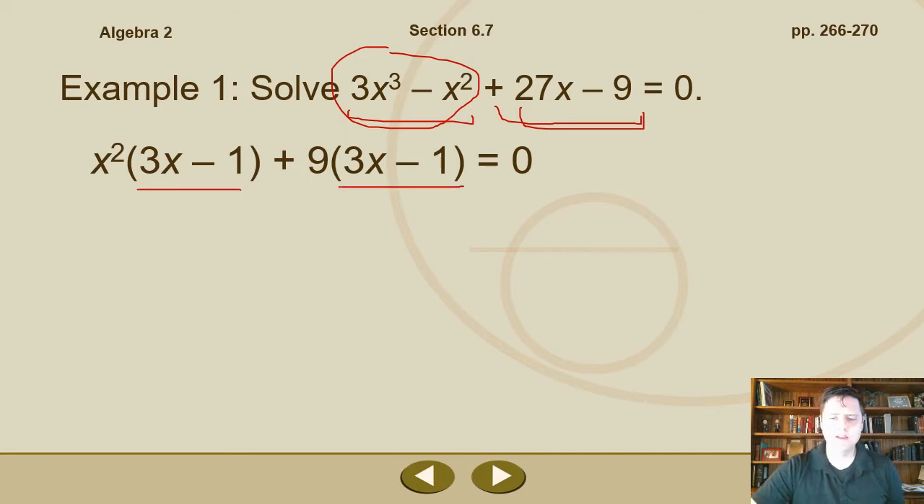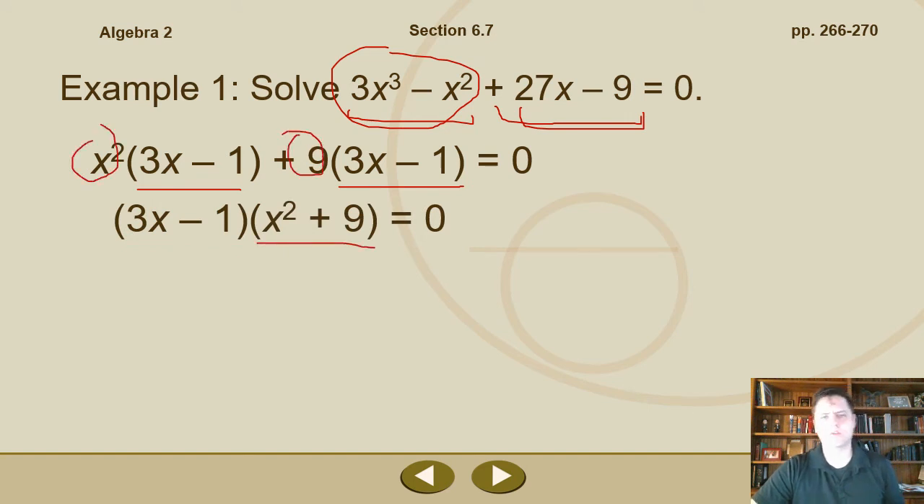And when they're the same, then we can set that up as 3x minus 1. And then we take the two terms that are being multiplied into this, and we just add them together into their own quantity, x squared plus 9. Because that's what you end up doing when you FOIL these anyway. It's just bringing it in this direction.